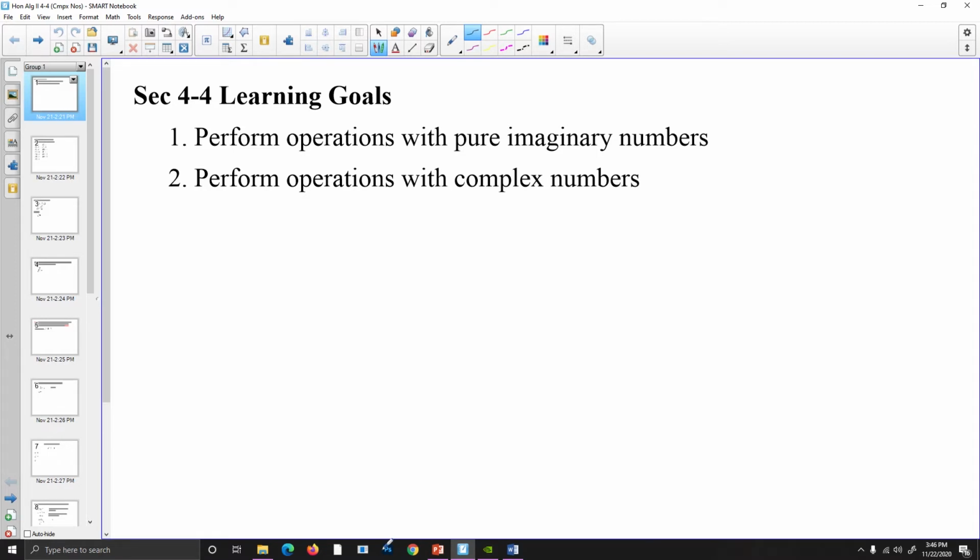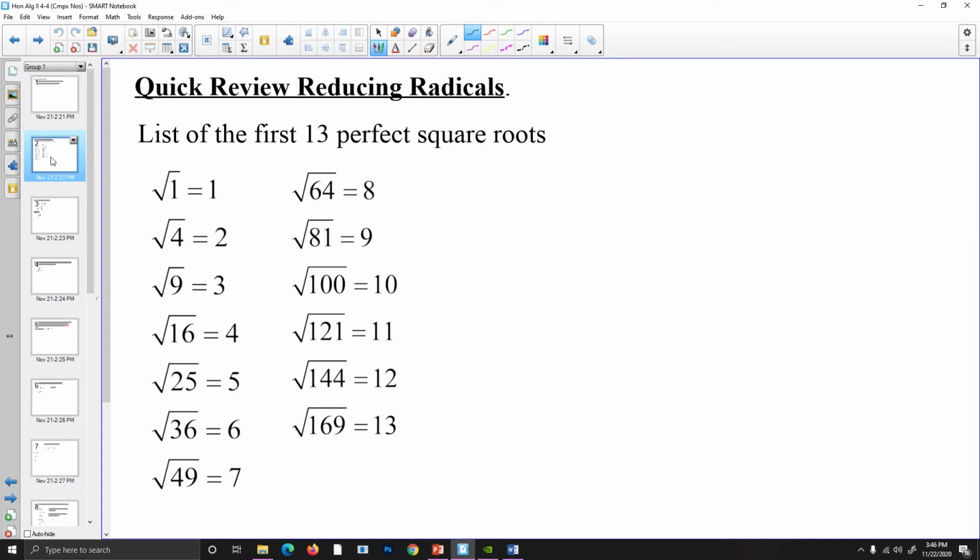Let's get to the learning goals. The learning goals are we're going to perform some operations with pure imaginary numbers, and then we're also going to perform operations with some complex numbers. So before we get to that, let's do a little quick review of reducing radicals.